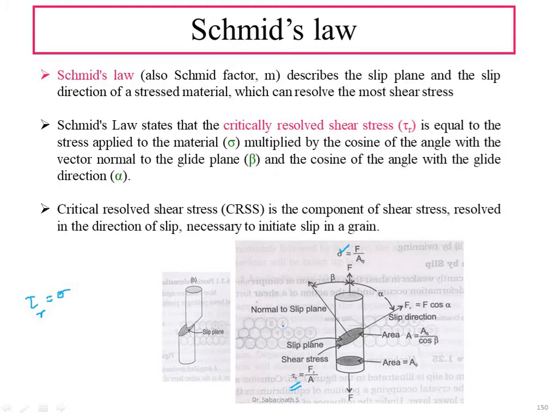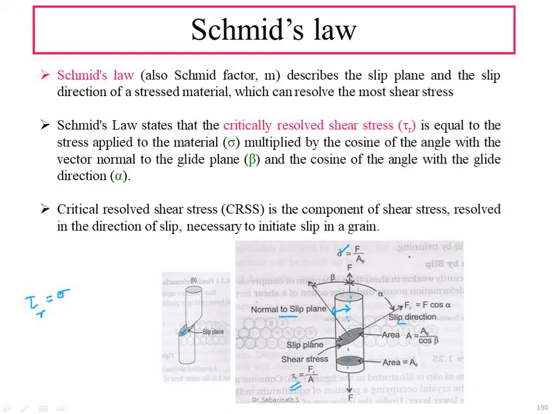We can say it is a glide or slip plane or a sliding plane, whatever it is. This is the slip plane which we focus on here, and the axis is acting in this way. So this is the normal to the slip plane, and this is the slip direction along the slip plane. This particular angle is known as beta.